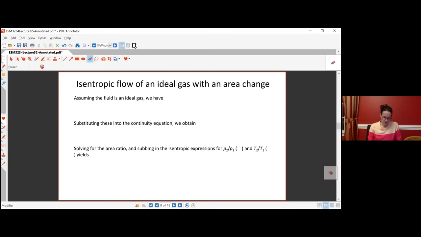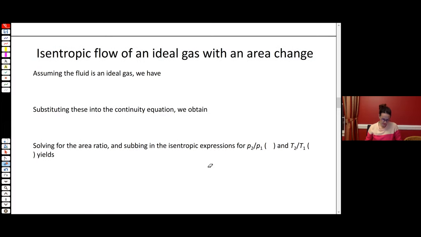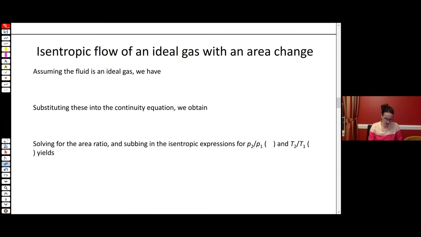And if we assume the fluid is an ideal gas, which we haven't done so far, then we know from the ideal gas law that the density is equal to the pressure divided by RT. And also, we have the velocity in terms of the Mach number and the speed of sound, which for an ideal gas is square root of kRT. If we substitute these expressions, the ideal gas law and the velocity in terms of the speed of sound, into the continuity equation, we get the following.